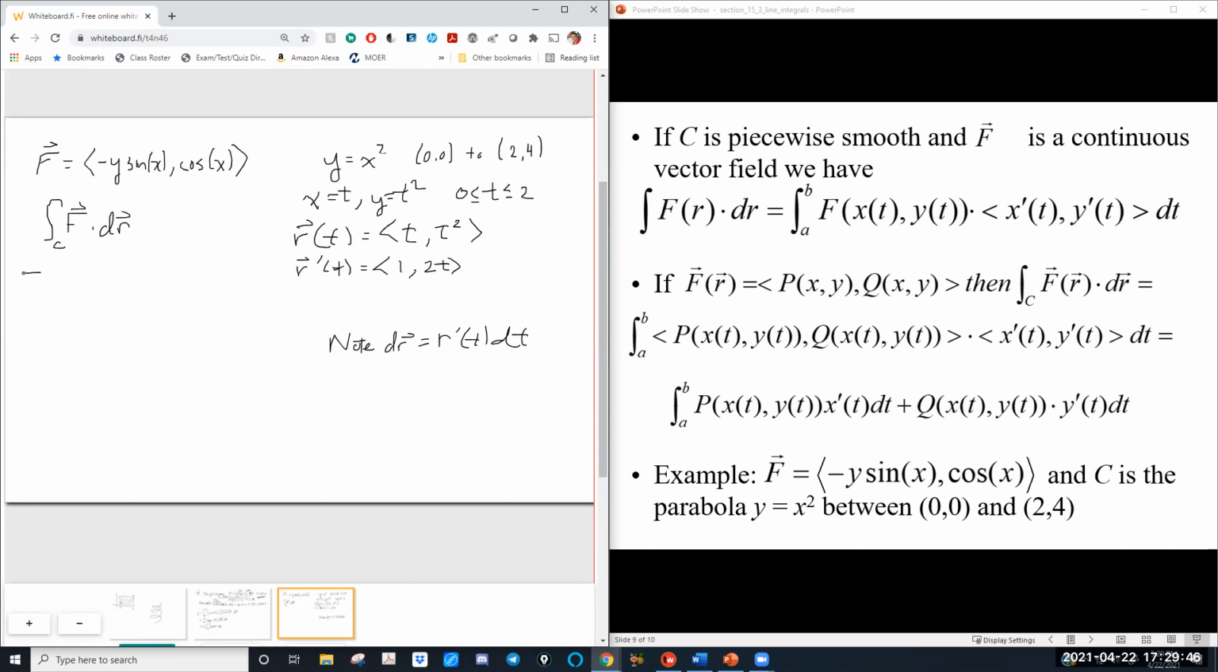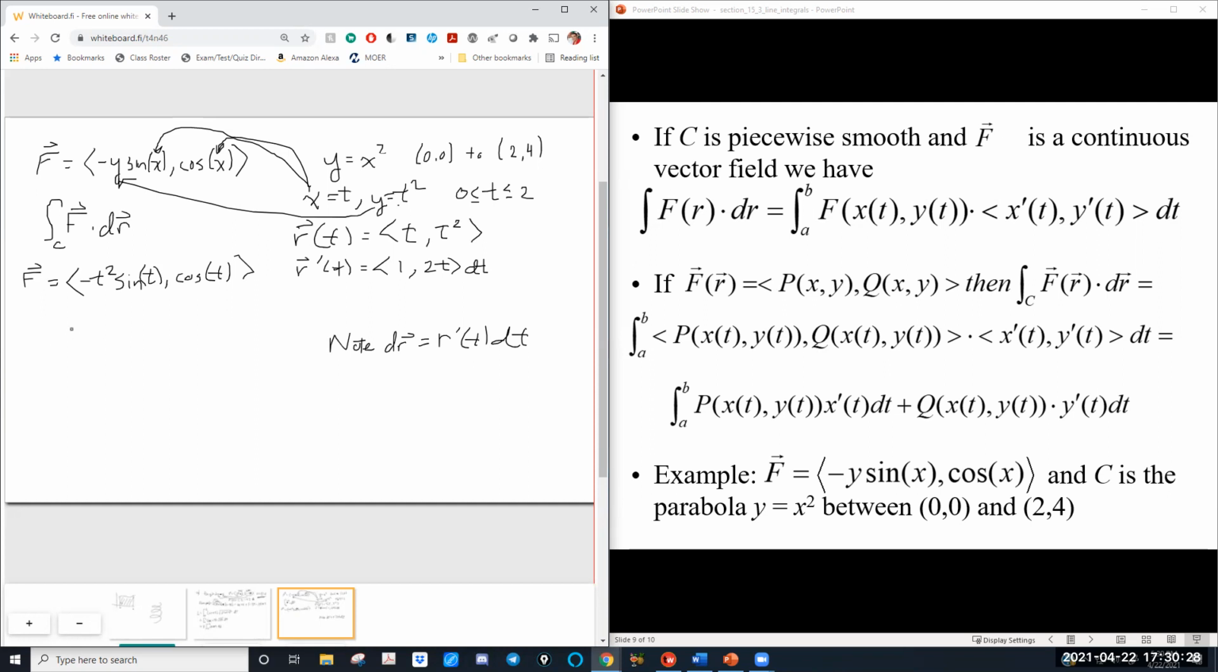And we need to get f in terms of t. So that means we take our parameterization and we sub in. So these x's will become t. The y's will become t squared. So negative t squared sine of t, cosine of t. And because we're doing the derivative here, I like to put a dt on there. All right, because basically what it is is dr dt.